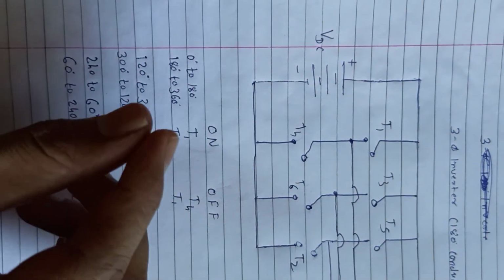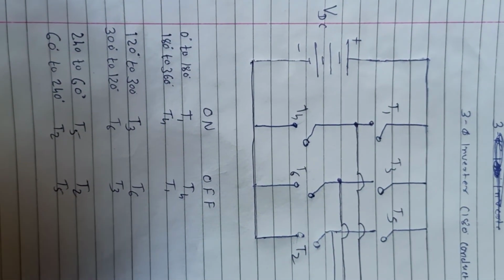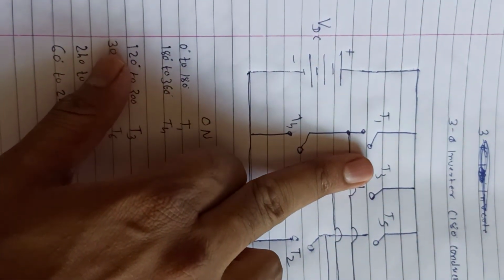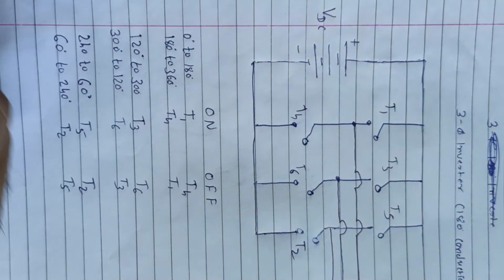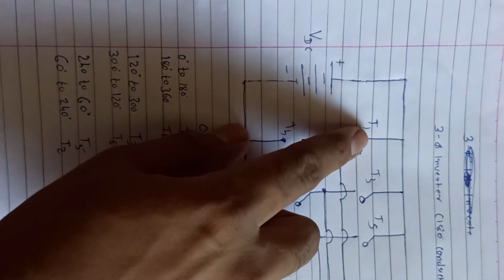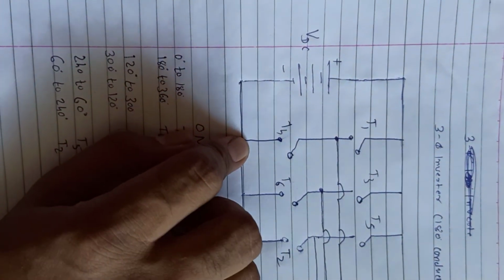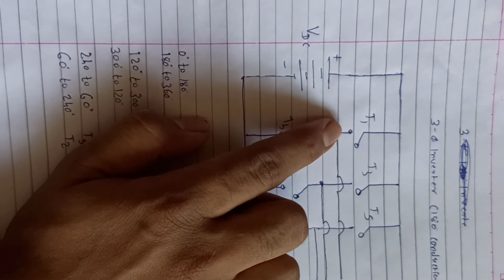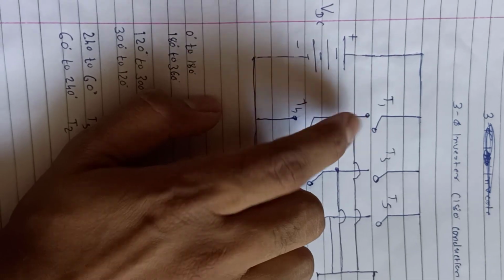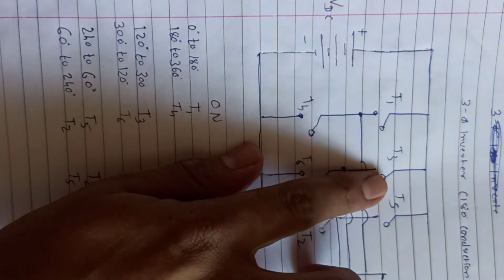So in that fraction of time, you have to give some delay to ensure that T1 is off and T4 will be on. Otherwise, if for any fraction of time both become on, then there will be a short. So practically you have to give some fraction of time of delay to ensure that T1 is off, so there will not be any short. Similarly in the second leg and third leg.